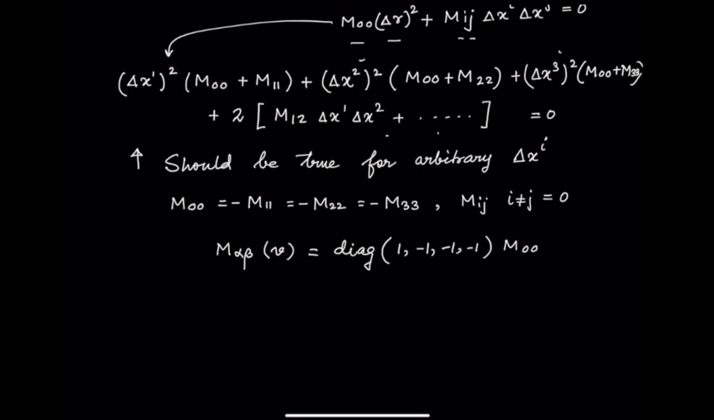Let's see if we can understand this. So all the off diagonals are 0. Off diagonal means when alpha is not equal to beta. If alpha equals beta, then m00 is m00, that we still don't know what it is. But m11, m22, m33 are minus m00. So this brings it down to one independent component.